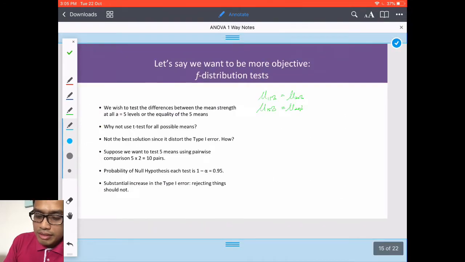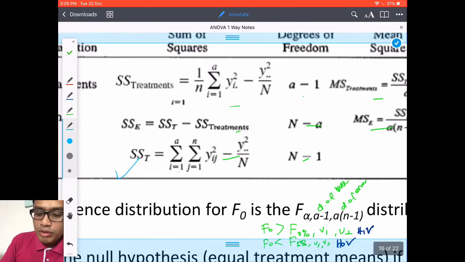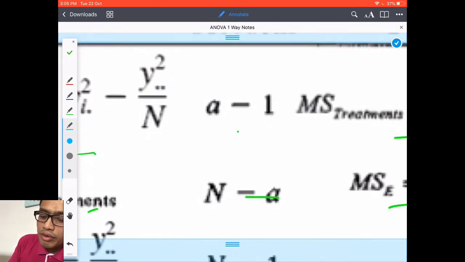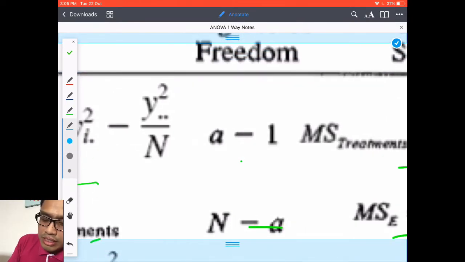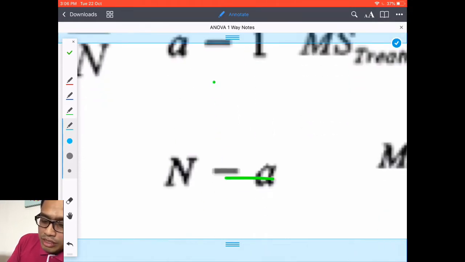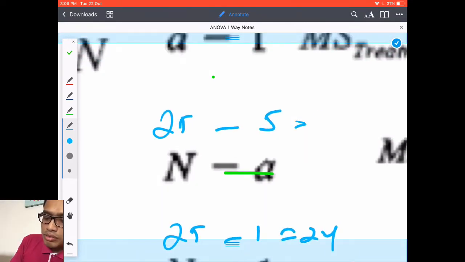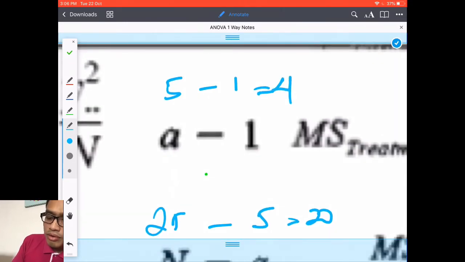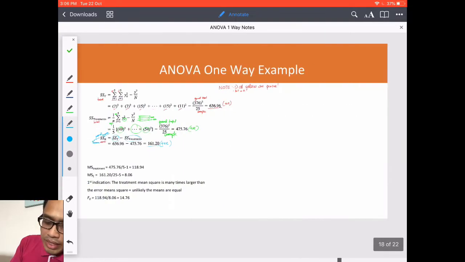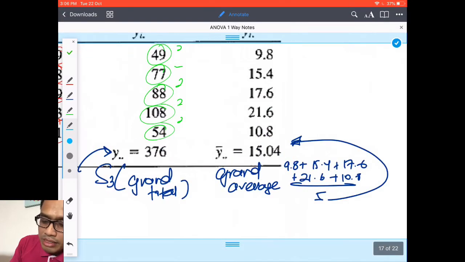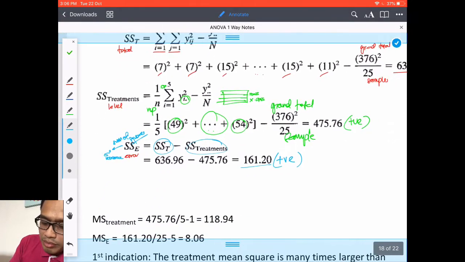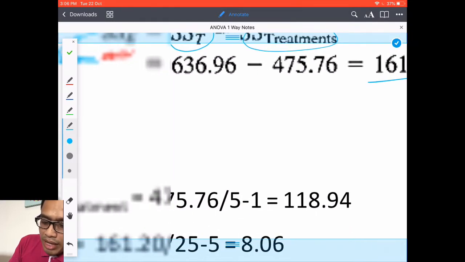Now, once you have done SSE, let's go back to the calculation. You have done SST, you have done SSE and SS treatment. What about the degrees of freedom? The degrees of freedom for level is 5 minus 1. This one is 25 minus 5. And this is 25 minus 1, which is 24. And this one is 20. This one is 4. Right? So go back here. Next, you need to calculate the MS treatment. Right? MS treatment is given by MS.